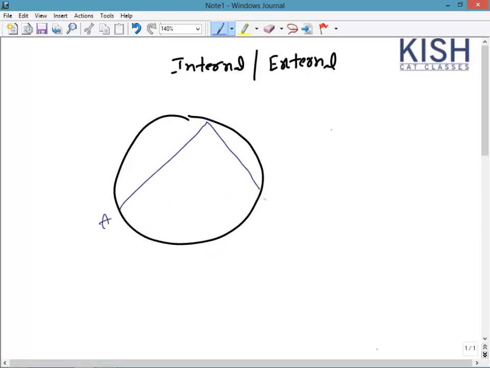So I call this AB a segment and C is a point here. Now O is the center of the circle. The AB segment makes exactly x degrees here. So it means that it will make x by 2 degrees.